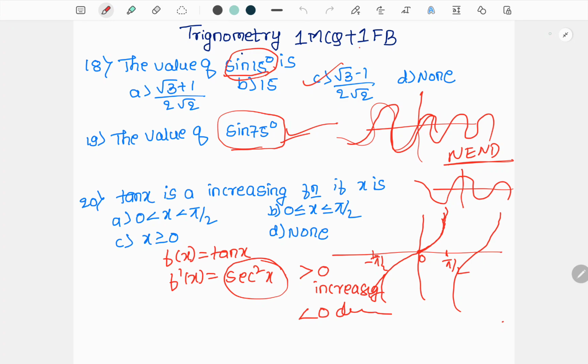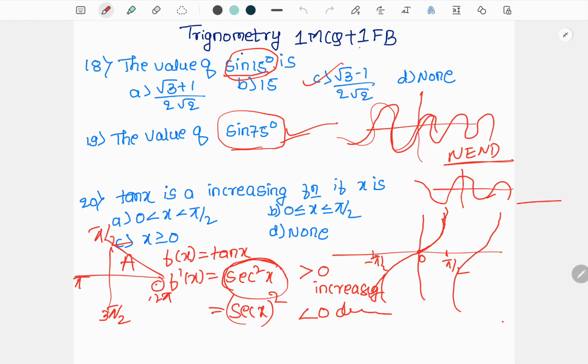So you people know ASTC. According to ASTC, first quadrant means 0 to 90. Second quadrant means 90 to 180. 180 means pi. Third is 3 into 90, 3 into pi by 2. Then it is 2 pi. Now the derivative of tan is secant square x, that we can write as sec x whole squared. So check where it is positive. 0 to pi by 2, it is positive. So it is going to be increasing.